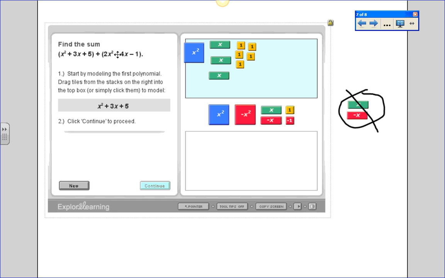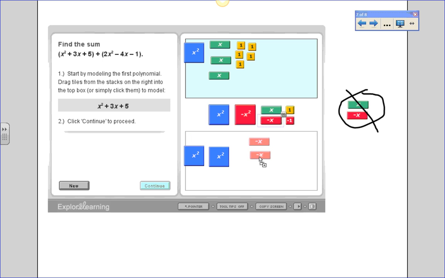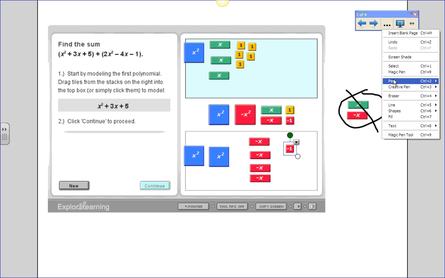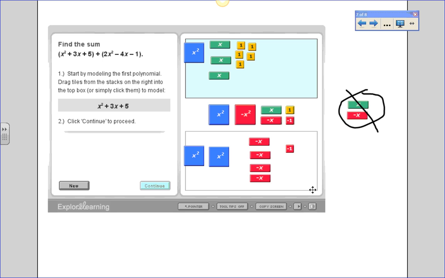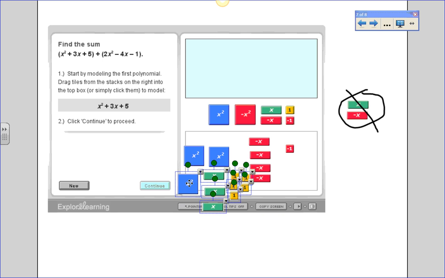I'm also going to need to represent this 2x squared minus 4x, and I'll do that down below. So I still need 2 positive x squareds, but this time I need 4 of the negative x's, and I need 1 of the negative 1s. Now, we remember from when we were adding integers that if we had a plus, this was just like combine. So I really want to pile all of these together. So I'm going to take this pile, I'm going to stick it down with the other pile, and now I'm going to see what zeros I can create.